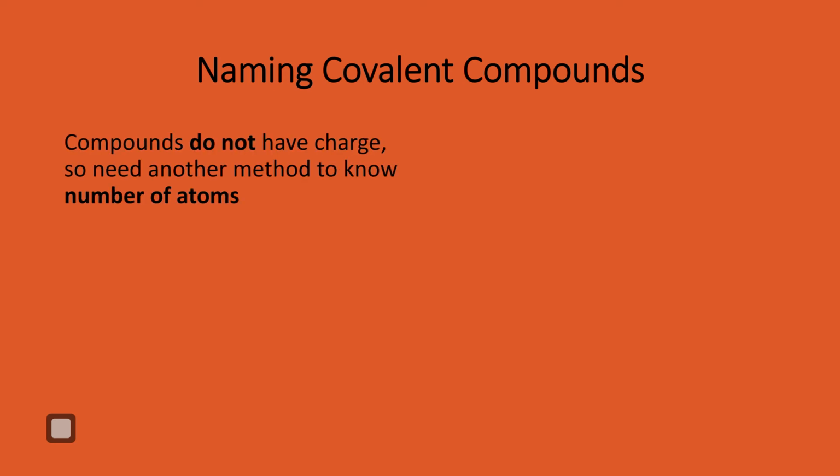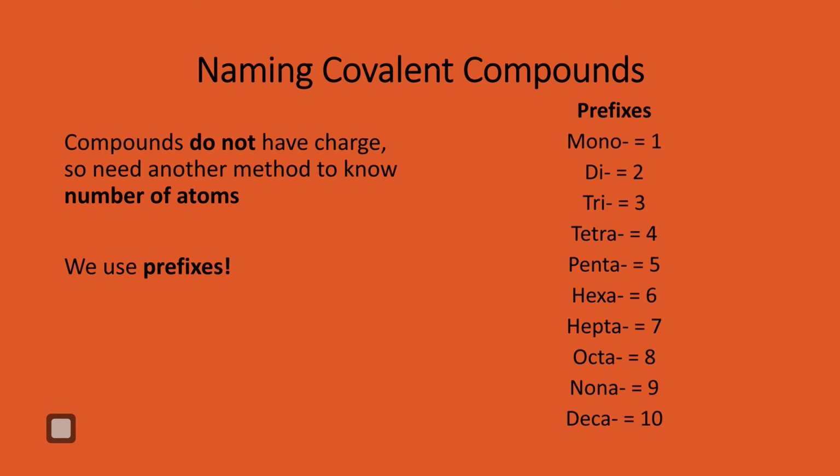So, what we run into with covalent compounds is they don't have any charge. So we need another way to determine the number of atoms. So we're not going to do positive, negative. If you think about it, nonmetals are negative ions, so we can't put two negative ions together. So we need another method to figure out how many atoms of each type are there. We use prefixes, okay? So we're going to have to learn our prefixes. Mono, di, tri, tetra, penta, hexa, hepta, octa, nona, deca. All right? Those are the prefixes we just got to get used to.